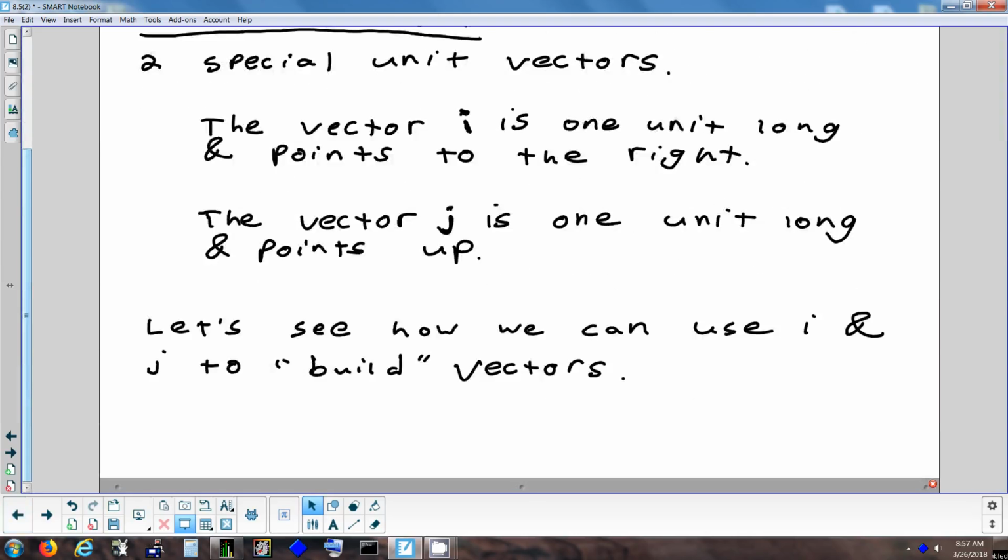Okay, so we're going to use i and j to build vectors. Think of i and j as almost like Legos. We're going to stack them together to build things. The first time I go through it, I'll draw it. After that, we don't need to sketch it.